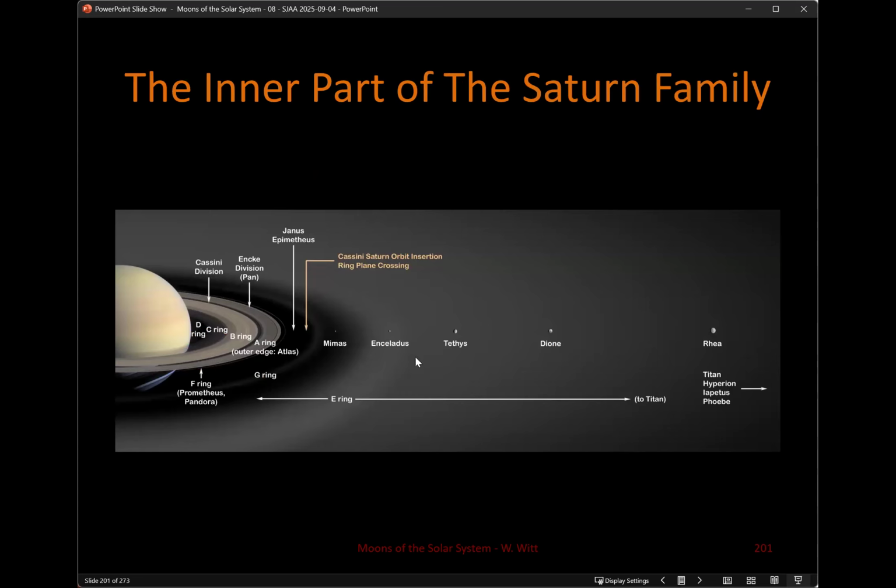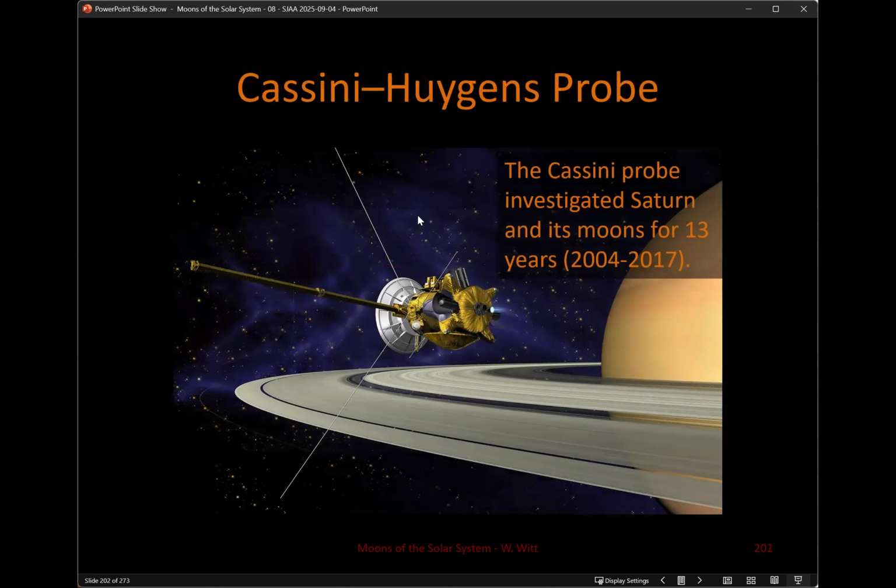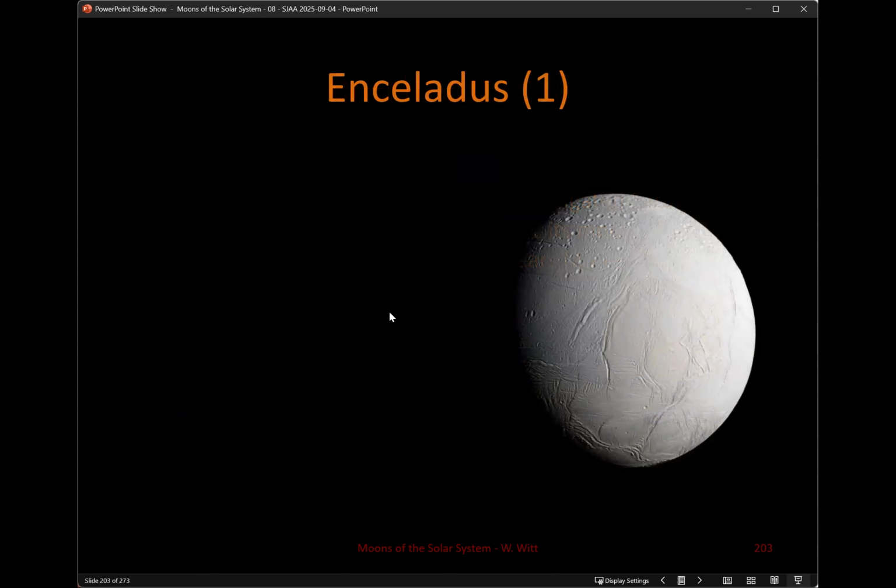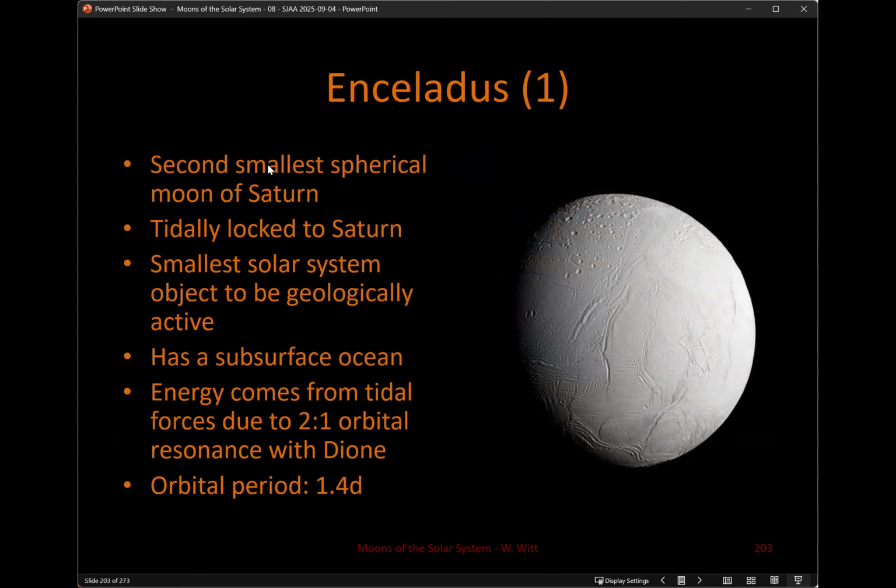And so the inner part of Saturn looks like this. You can see there's some moons here, and all the big ones are actually hanging out much farther, to the right. And we know this because, among other things, we've had a space mission there for 13 years, the Cassini probe, that taught us a lot about Saturn and its moons, including Enceladus, which is the second smallest moon of Saturn, also tidally locked. It is quite geologically active and also has a subsurface ocean. And the energy here comes from this orbital resonance thing we mentioned just a moment ago.